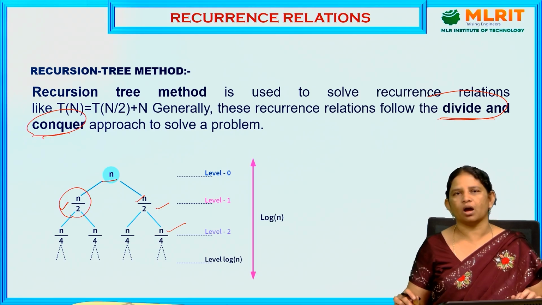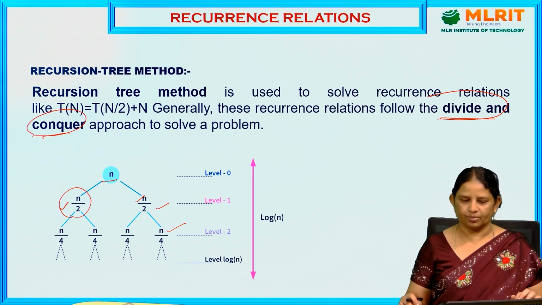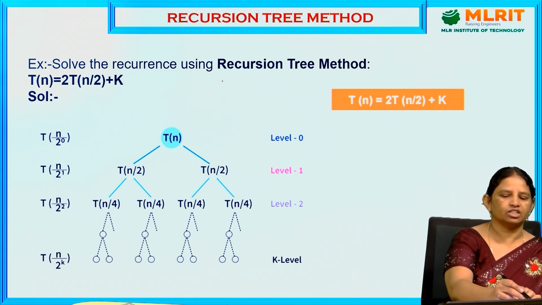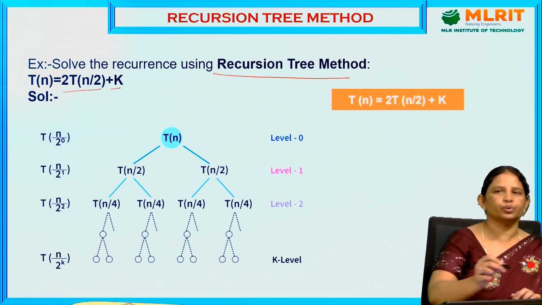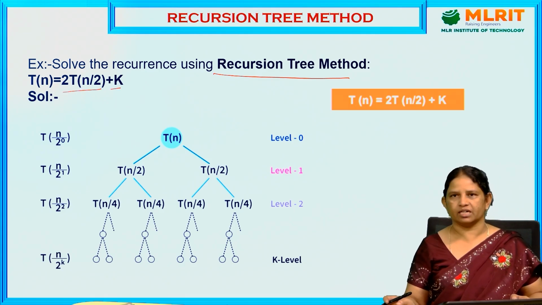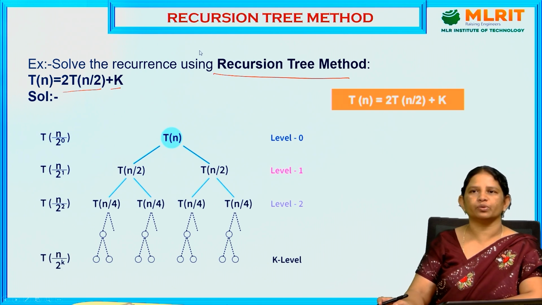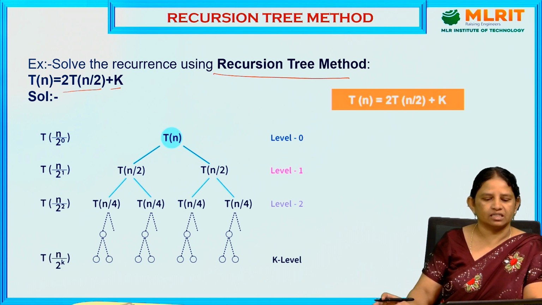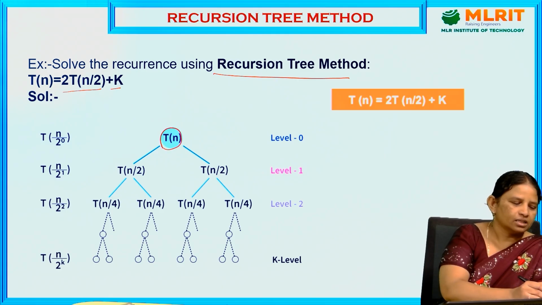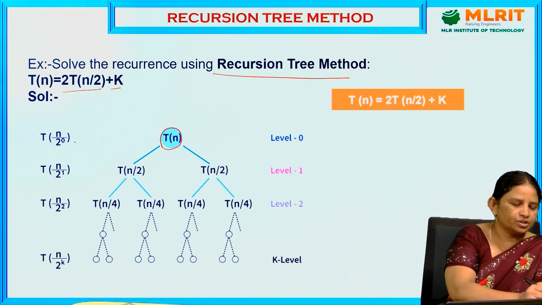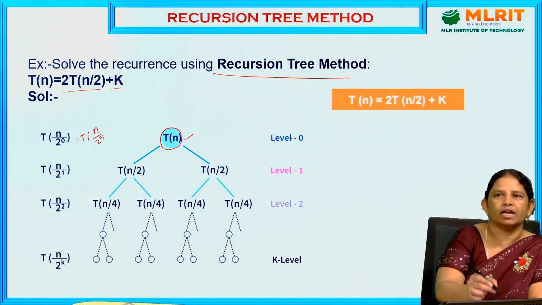Consider one example of how to find the time complexity using the recursion tree method. Solve the recurrence relation using the recursion tree method: T(n) = 2T(n/2) + k. Here k is a constant and 2T(n/2) is the recurrence part. First consider level 0. Level 0 contains T(n), that is, 2 power 0 times T(n). 2 power 0 is 1, so we get T(n) at level 0.